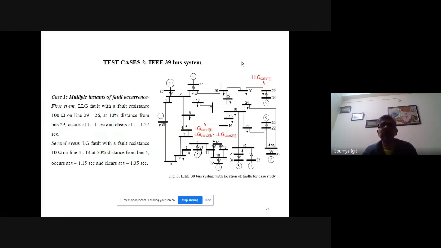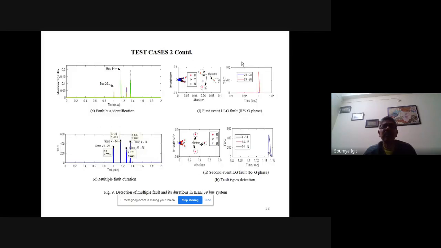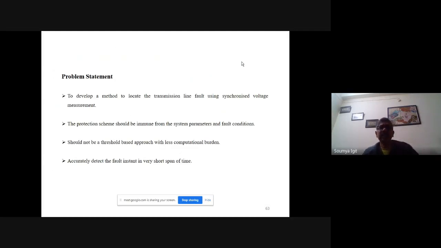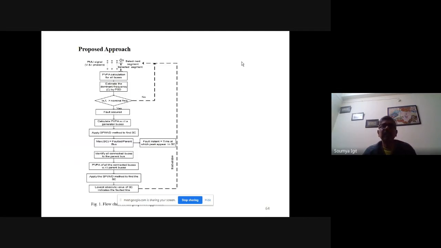So in this way, you have the IEEE 39 bus and the others. Apart from the benchmark models, different other models are also considered, and the simultaneous fault is also evaluated for the same. So this is the schematic. This is the proposed method. You have got the phasors.